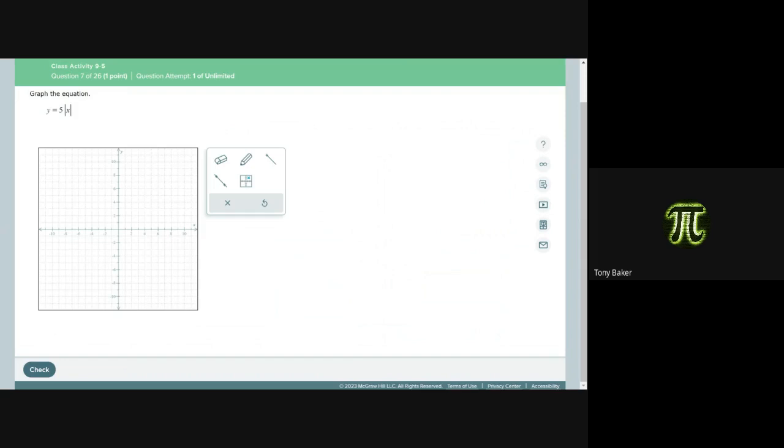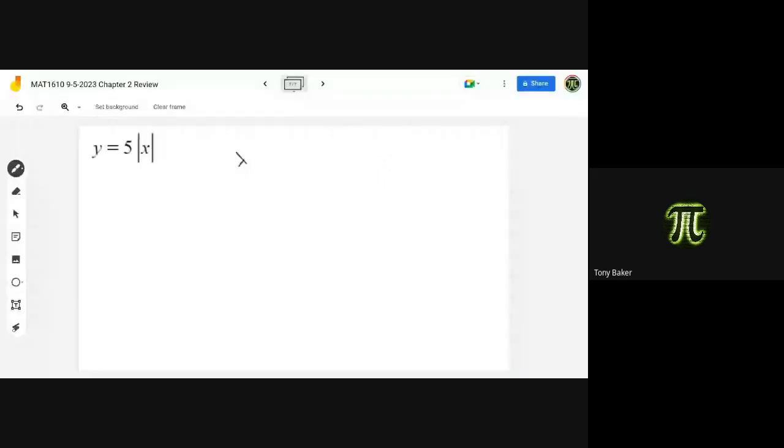Oh, I'm not on the right screen. It would help if I shared this tab instead.